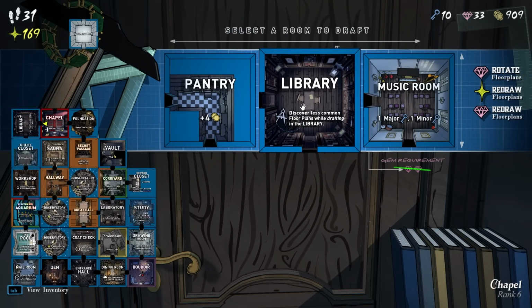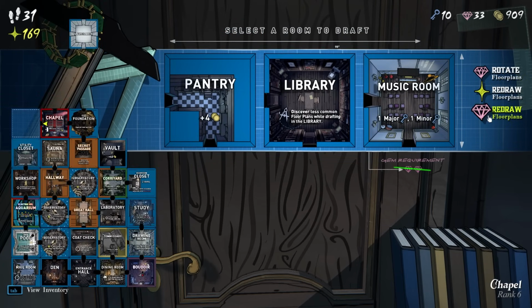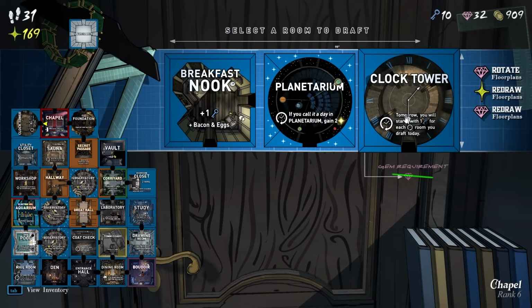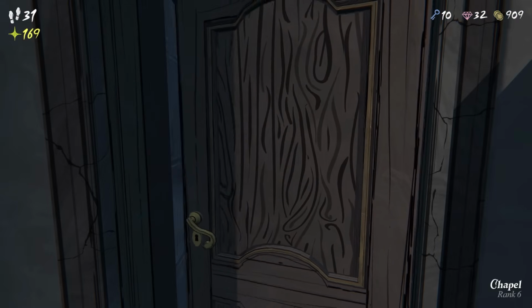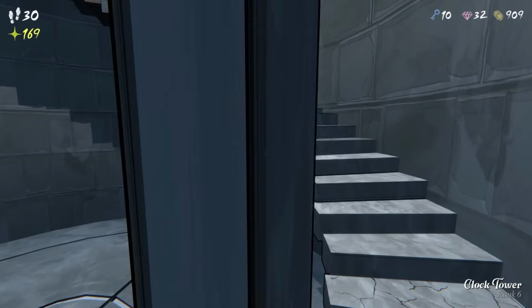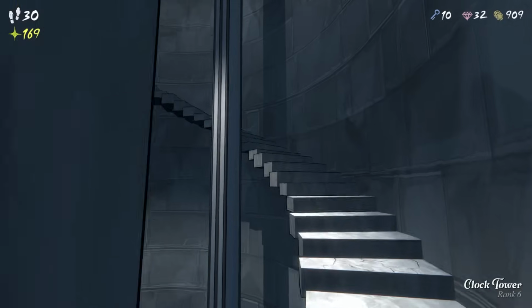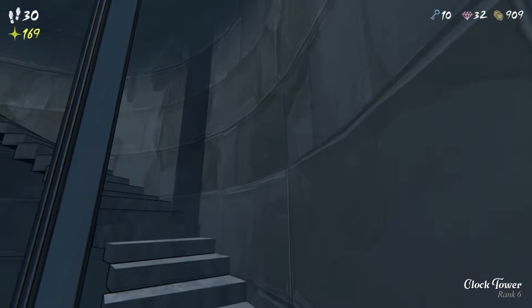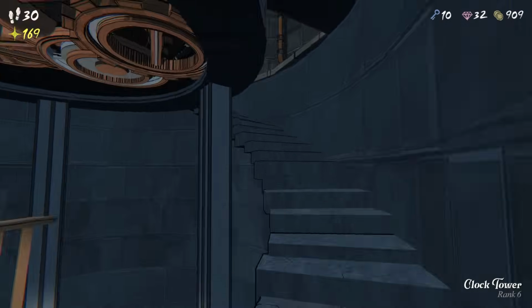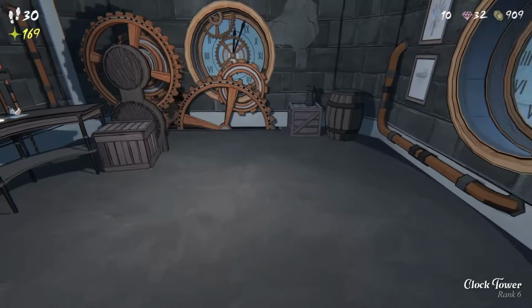I would love to look at the library, but again, we're practicing here. Redraw. Clock tower? Sure. Sounds good to me. Let's go see what's up there. Okay.